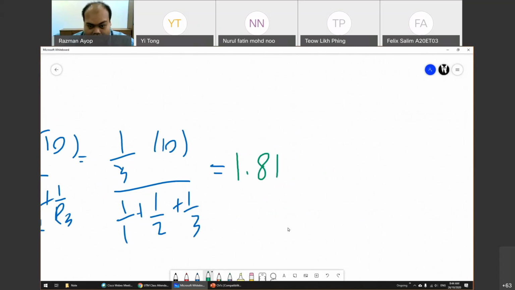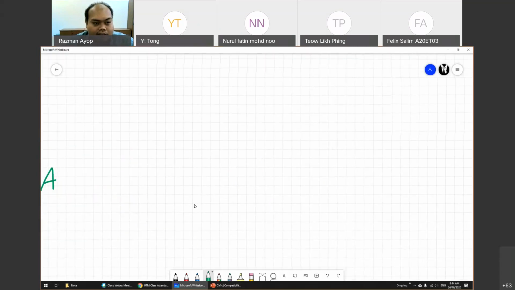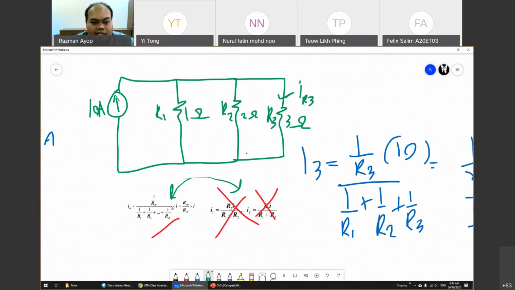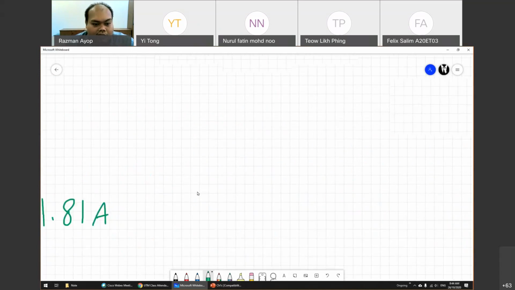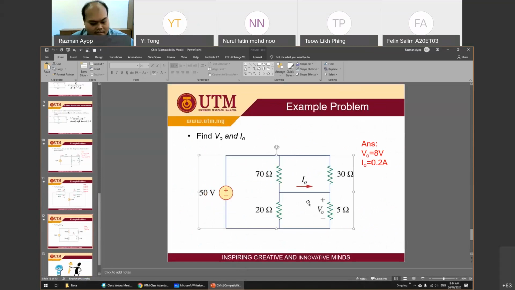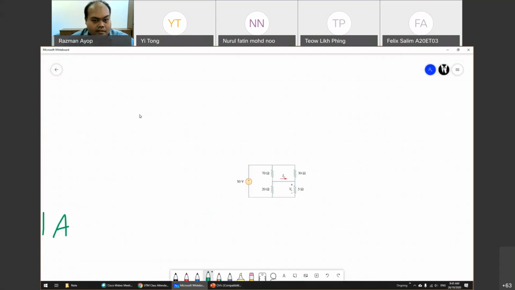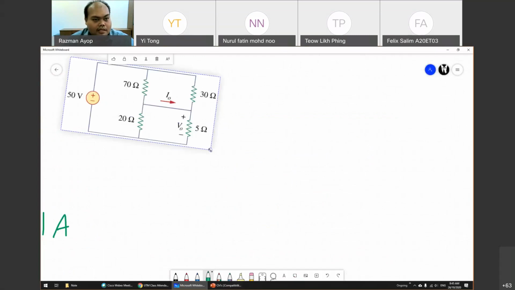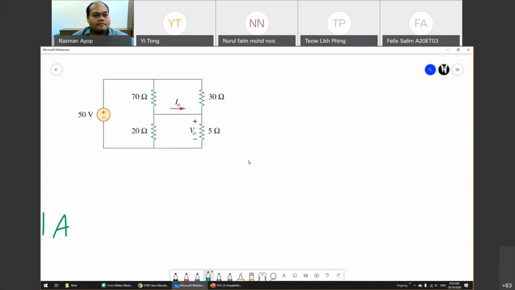So 1.81 ampere. Okay, this is how you use the third one, the general formula for voltage division and current division rule. Okay, we continue with the last example. Okay, this one. So find I out and P out.